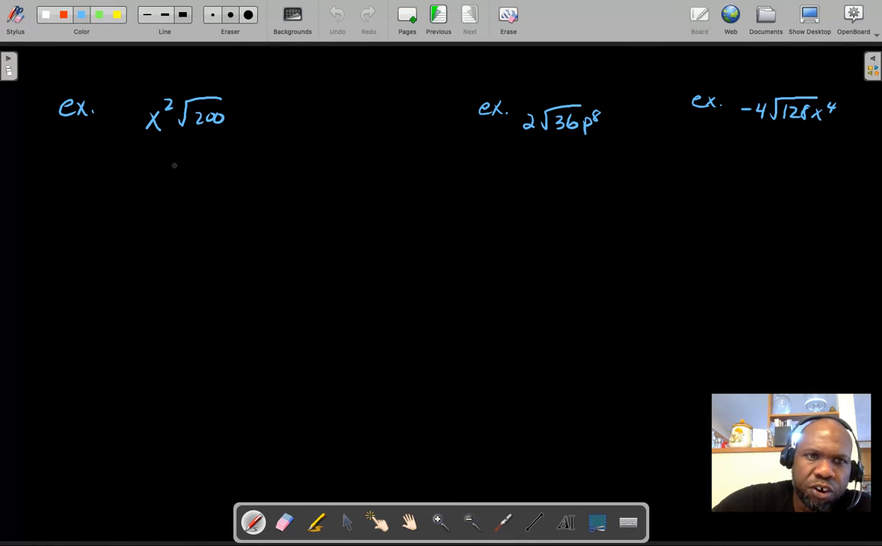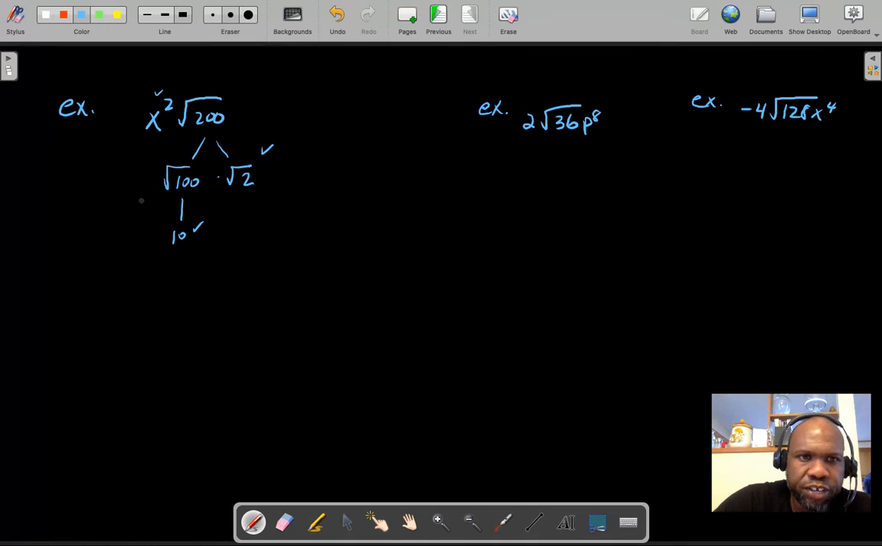All right, so here comes a little harder. We have x squared times the square root of 200. So x squared is going to stay on the outside because that's already taken care of. All we have to do now is break down 200. So we know that 100 is a perfect square, times 2, because 100 times 2 is 200. The square root of 100 is 10, and then we keep the 2 where it's at.